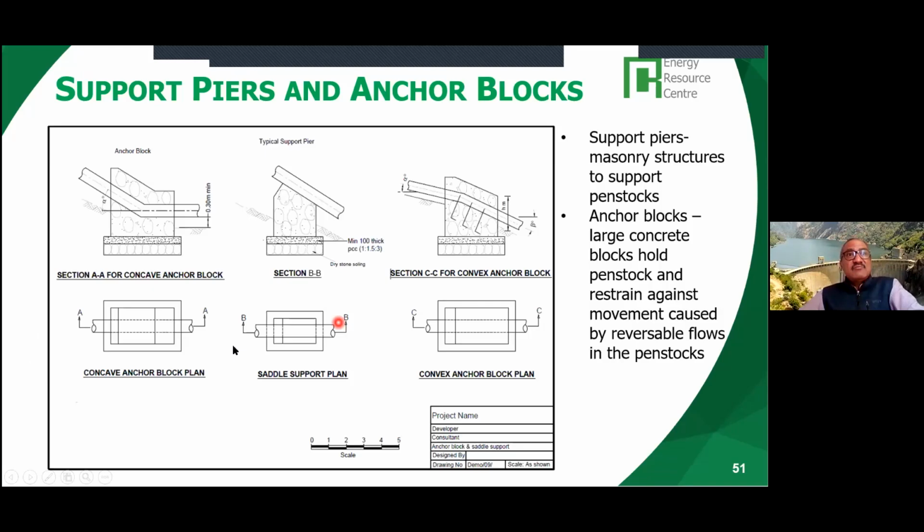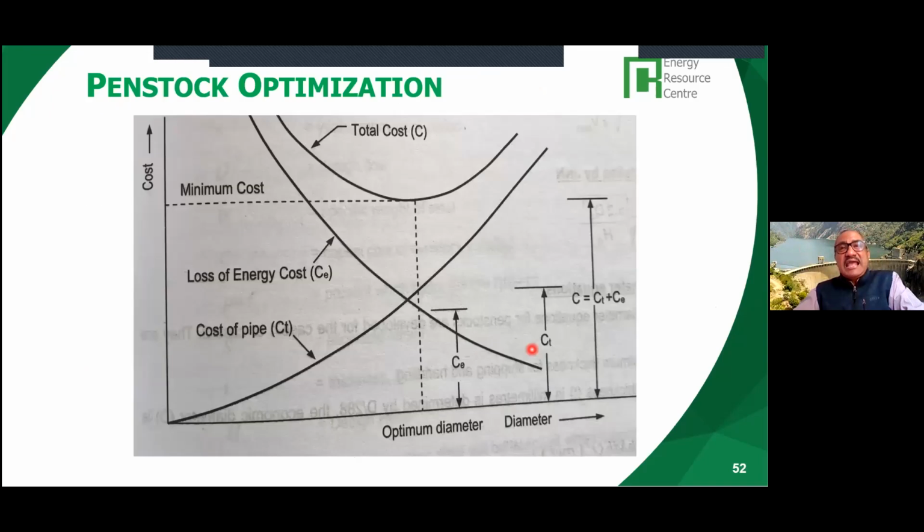And apart from that, for the penstock you also need anchor blocks. You need support piers to support the penstock, so that when the water flows and there is reversible flow in the penstock, the penstock is still stable. It does not move or break. So these support piers and anchor blocks are also part of the hydropower civil works design. Okay, I will now stop here for questions.